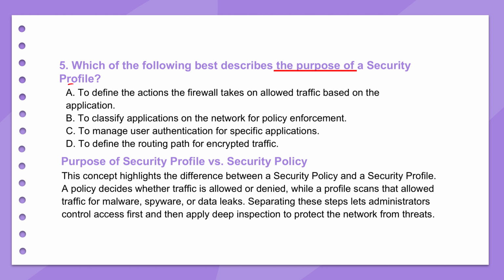So policy: allow or deny decision. Profile: inspect and control actions on allowed traffic. Precisely. The policy opens the door, the profile inspects what comes through it. What's fascinating here is seeing how these distinct layers work together. It's not just on or off. It's a multi-stage process providing a much more nuanced and robust defense.